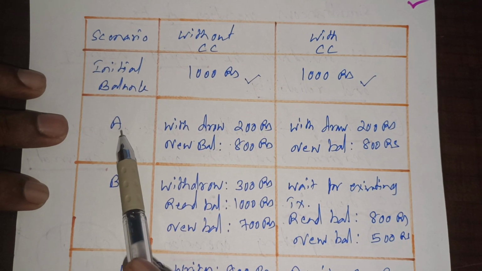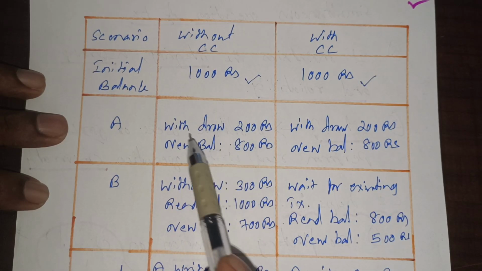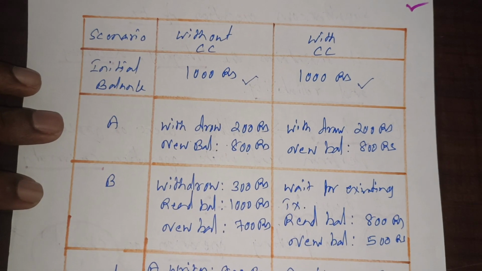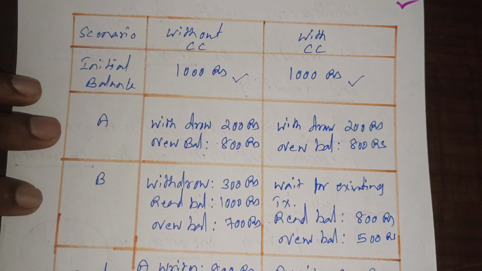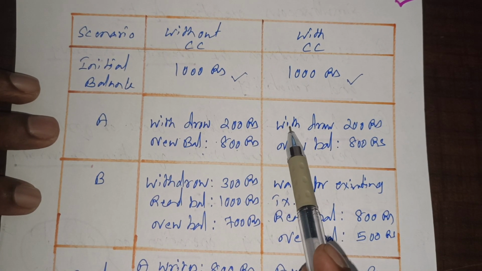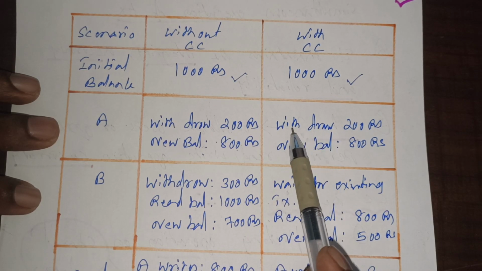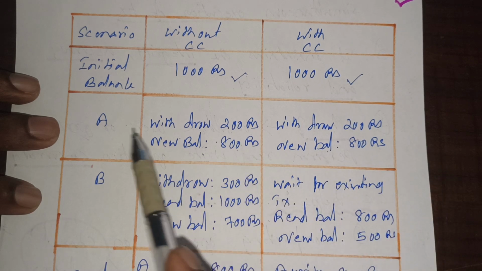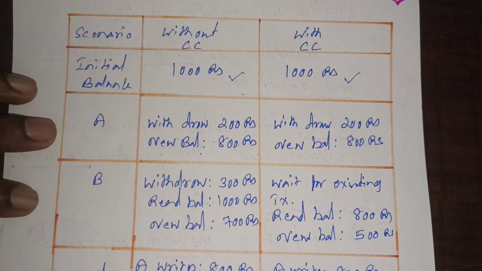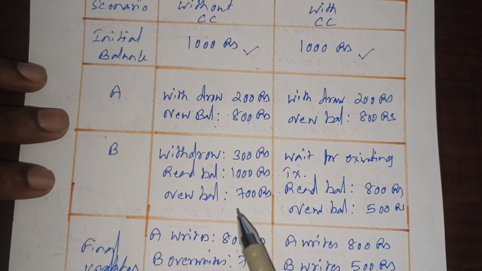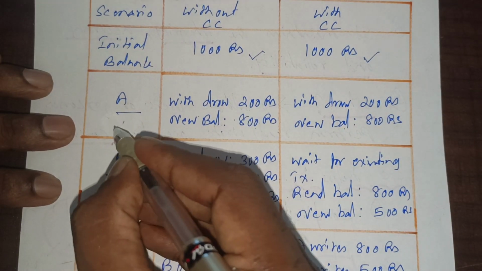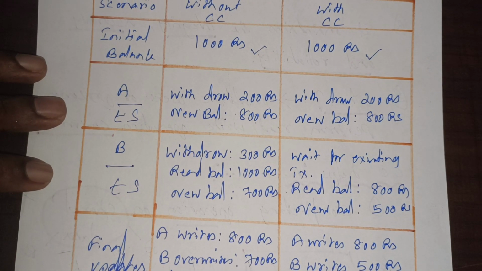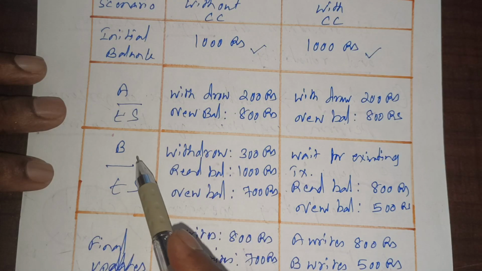Now A reads the data, which is 1,000 rupees, and withdraws 200 rupees from it, and the new balance becomes 800 rupees. This is without concurrency control. Now with concurrency control, it again reads the data, withdraws 200 rupees, and the new balance is 800 rupees. This is after the transaction of A. Now imagine that at the same time, the timestamps are the same, which means the database is accessed simultaneously. This is user A and this is user B.